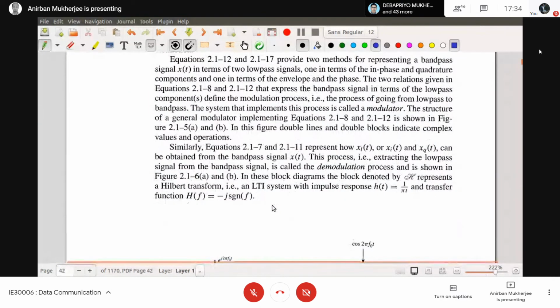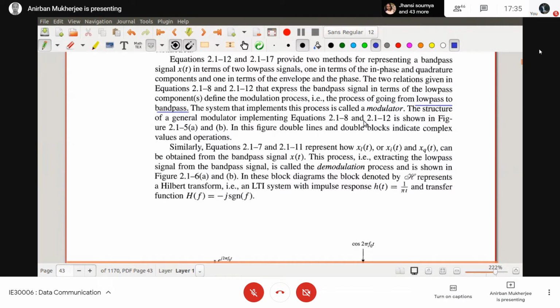Now let us see. The process of going from low pass to band pass is called the modulation process, or modulator process. So low pass to band pass, that means I am doing a frequency translation to a higher frequency.